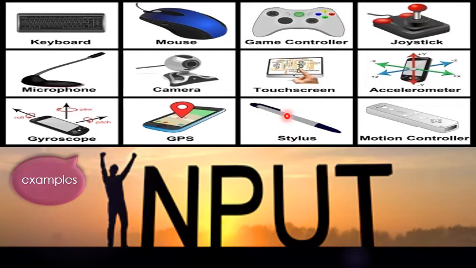A stylus is a pen which is used on touch screens, and it has sensors so it can be detected on the touch screen. A motion controller is a remote controller. Now these are some examples of input devices. So here the first step is completed. Now we will go to the second step.